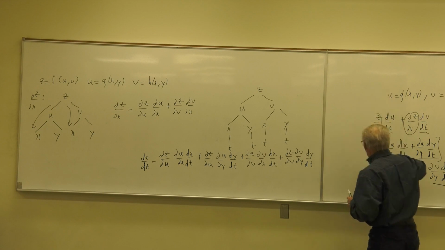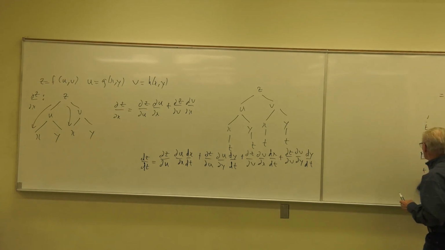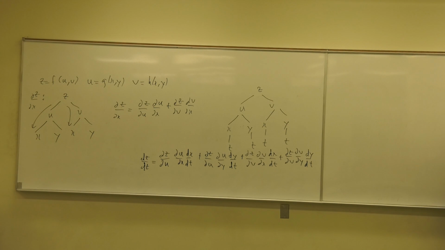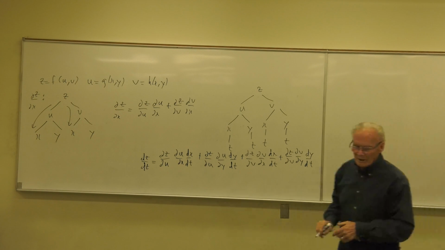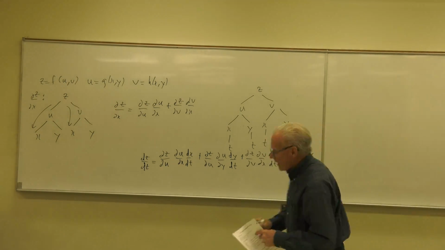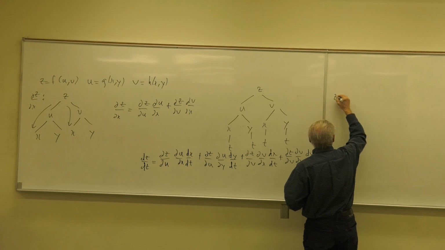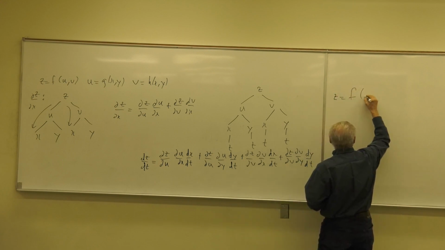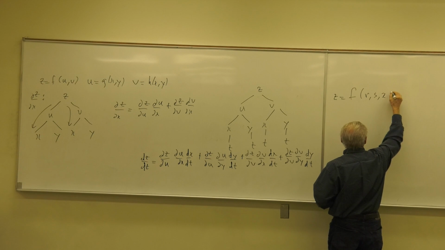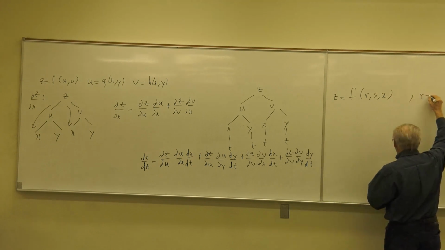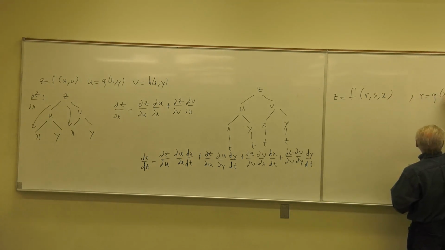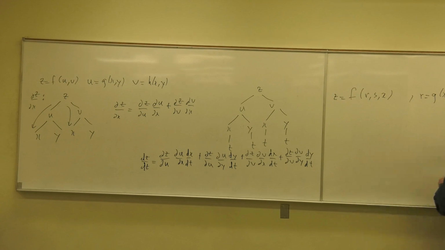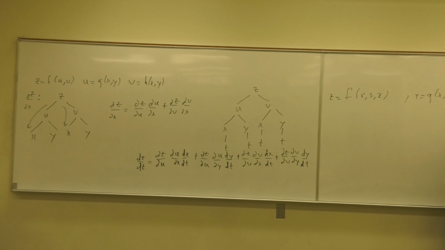Let's look at this one. I'm still not down to doing any specific examples. I want to get us used to setting these up, and then we can put in some actual functions. Suppose I tell you that I've got z. z is a function of r and s and x. And I tell you that r is a function of x and y. And I tell you that s is a function of x and y.